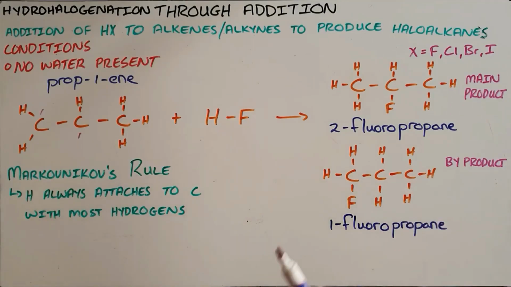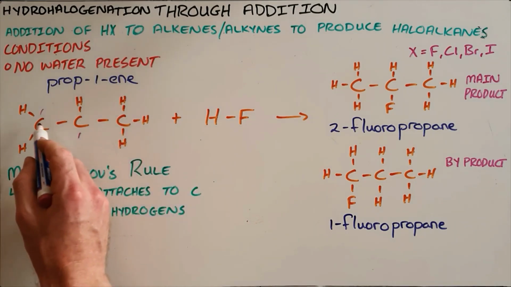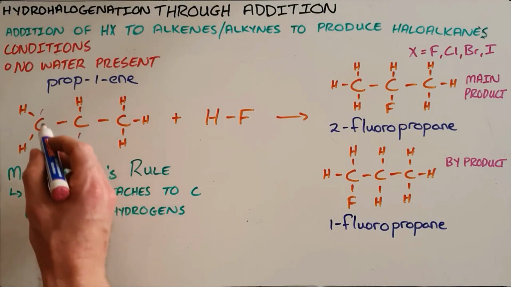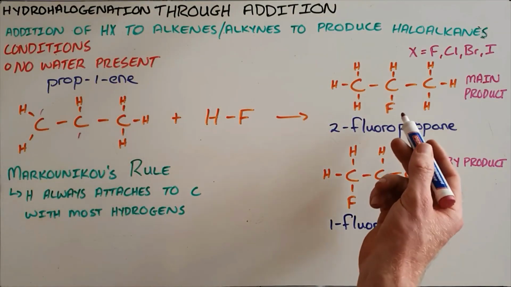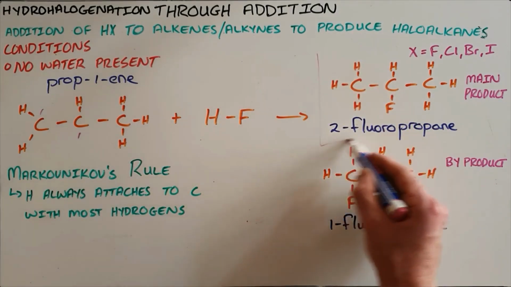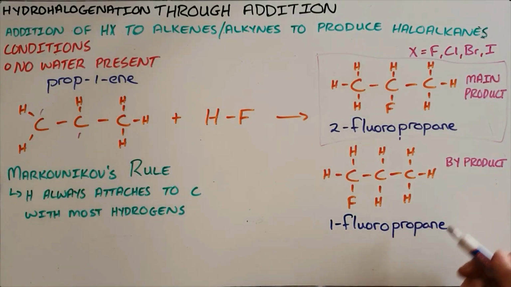And so in addition reactions, for cases such as this, we use Markovnikov's rule, which says that the hydrogen will always attach to the carbon that has the most hydrogens. So in this case, we can see that the first carbon already has 2 hydrogens, and as a result, this first carbon would gain another hydrogen, and the fluorine would then be attached to the second carbon. So we say that 2-fluoropropane is the main product, and 1-fluoropropane is a byproduct.